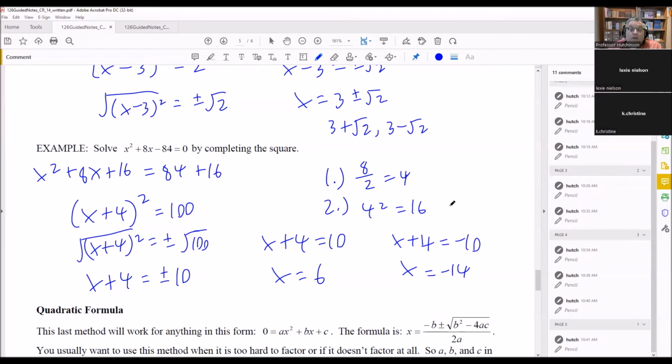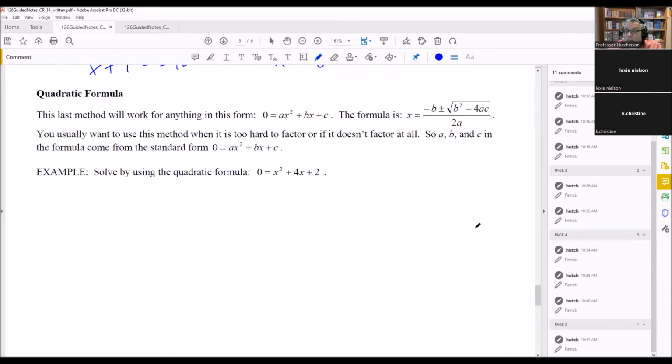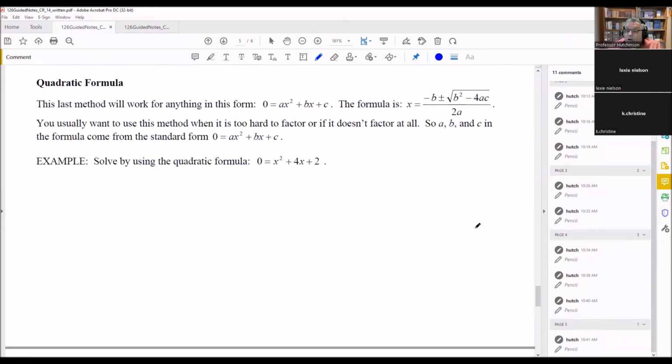Okay, so that's the third method. We've done factoring, we've done the square root method, we've done completing the square. So it's 3 different ways of solving quadratic equations. Now the last one, the fourth one, is the quadratic formula. Okay, so here is the quadratic formula. It's given right here. So you want to assume that you have to have something in standard form first in order to use the quadratic formula.